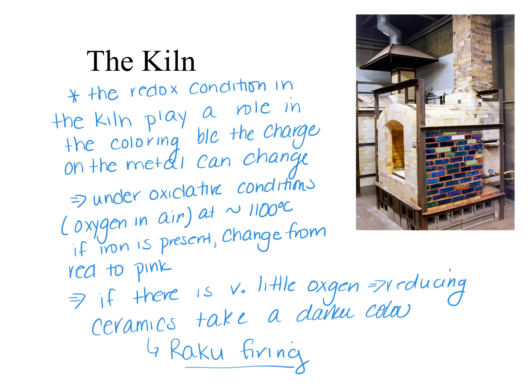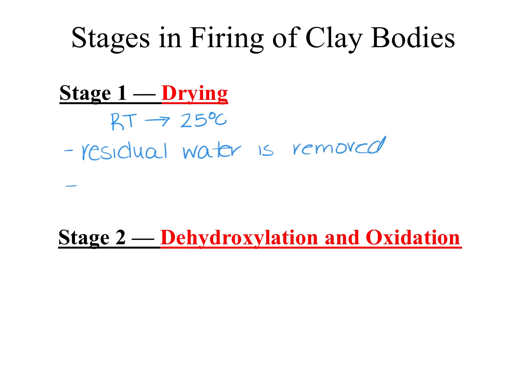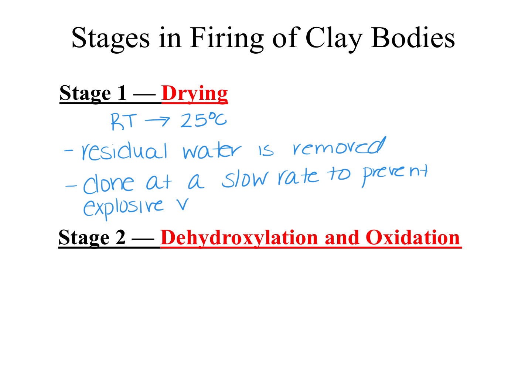So let's look at the different stages the pottery goes through, or the clay bodies go through as they're fired. The first stage is drying, and this is as it heats up from room temperature to about 25 degrees Celsius. And what's going on in this drying stage is the residual water is removed. And this is done at a slow rate to prevent explosive vaporization. So nobody wants your pottery to explode.